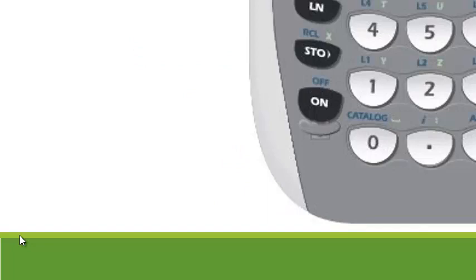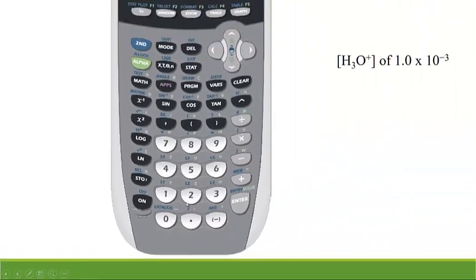So if we look at it on a calculator, what I'm going to do is hit the negative sign and then the log. Then I'm going to hit 1.0 and then hit second, and here's my EE button right here. When I do that, I'll hit negative 3. So on your calculator, it should give you something that looks like this.